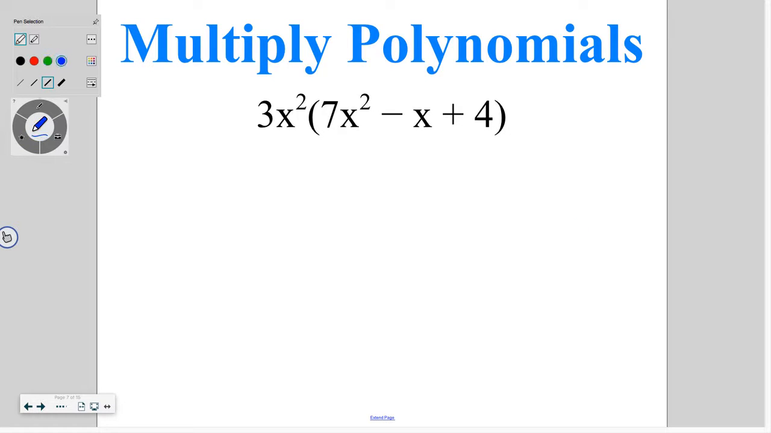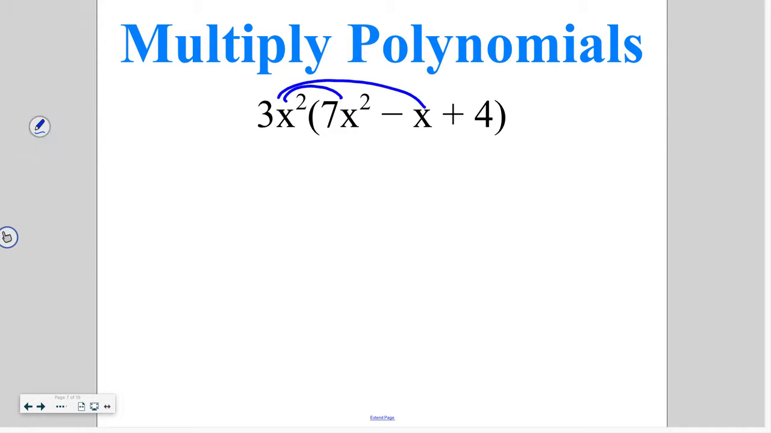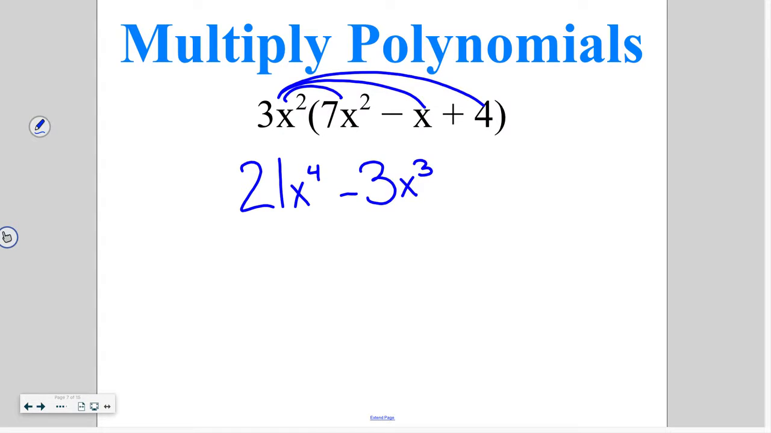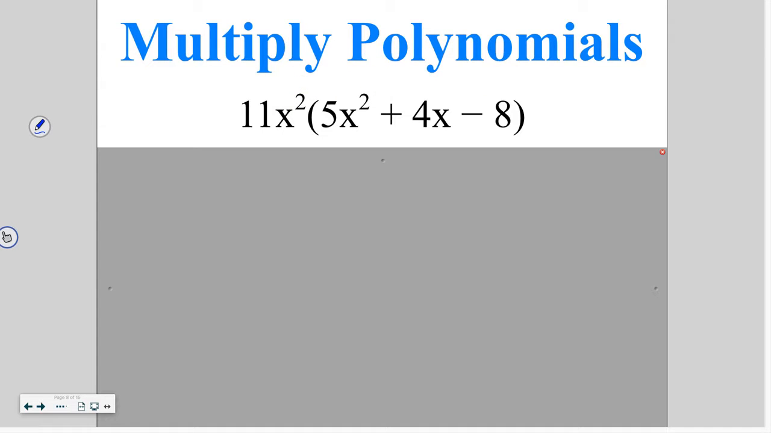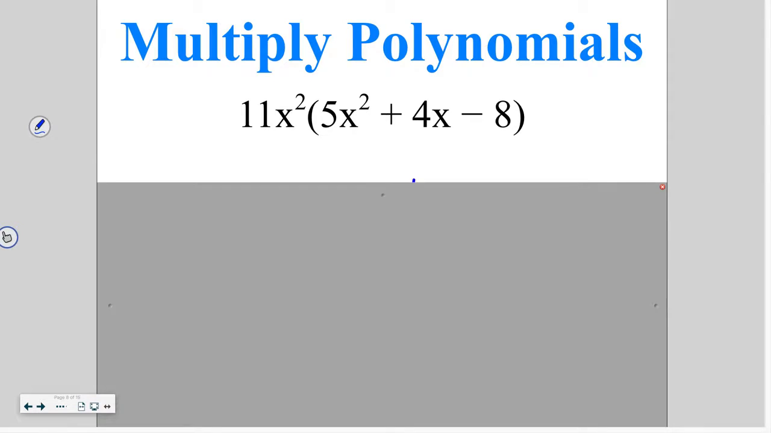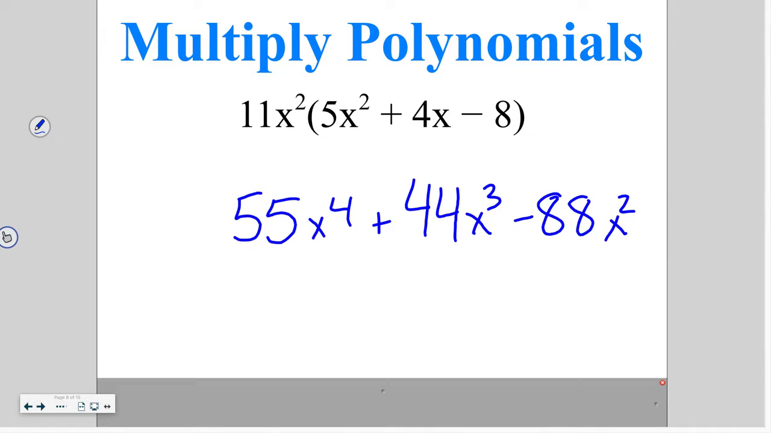Very similar type of thing here. We've now got a number and a variable with an exponent. We're still following the same rules of distributive property. So I've got 3 times 7, which is 21. X squared times x squared is going to give me x to the fourth, adding up those exponents. Now I've got 3 times negative x, which is going to give me negative 3. And then I've got x squared times x, which is going to give me x cubed. And then I've got 3 times 4, which is going to give me plus 12, and then just x squared. Go ahead and try this one on your own. You got 55x to the fourth plus 44x cubed minus 88x squared.